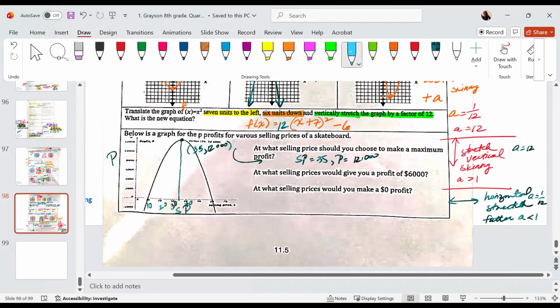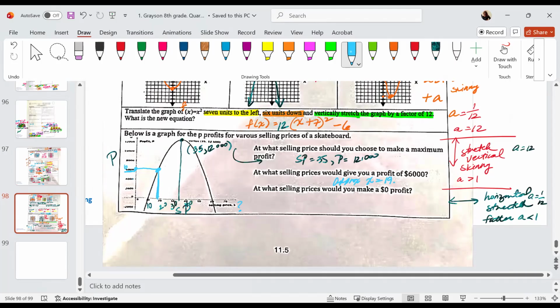Then it asks you at what selling price, so it's asking for this part right here, would you get a profit of 6,000? So P is 6,000. Is that 6 right here, or is that 5? What is that? 6,000? 6,000, I'm looking at your paper, yeah. And so look over here. Is that like 20-ish? Almost 20? Yeah, almost 20. It's like 18. Yeah, so approximately x equals 19, right?